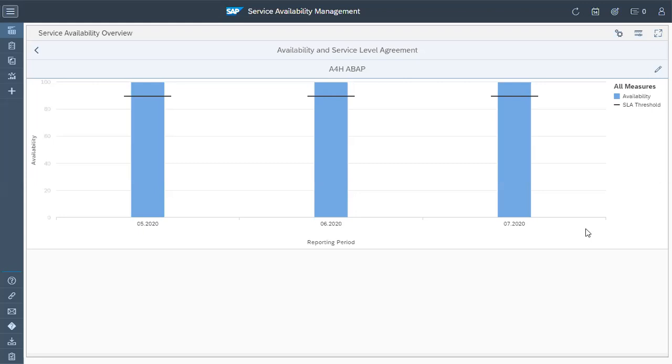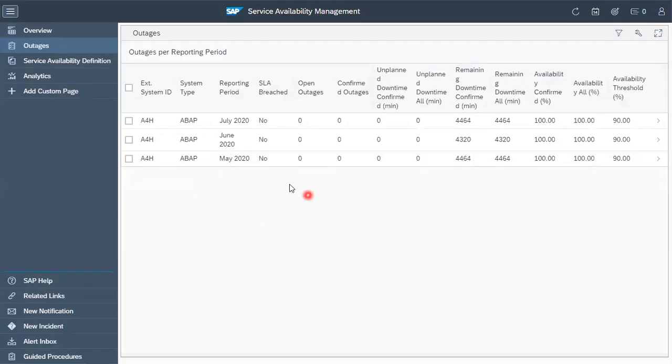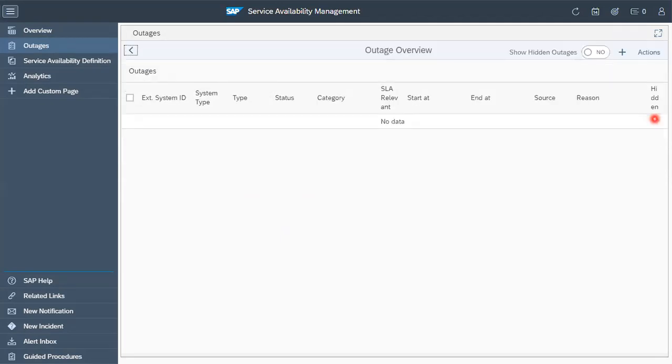This is service availability management, SAM, which is showing the A4H system for the last 3 months with monthly granularity, 5, 6, and 7. And here, as you can see in previous videos as well, there are outages. If there are outages available and you go into detail, the source for outages would be MAI.